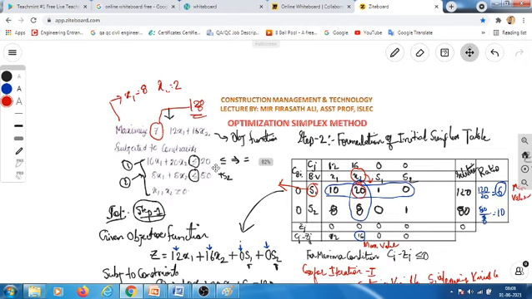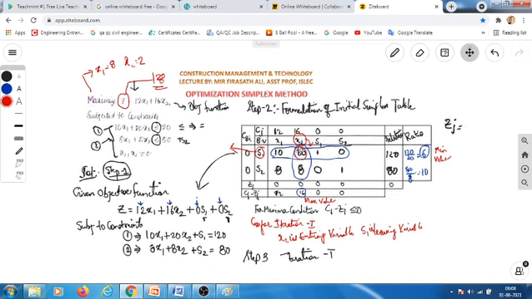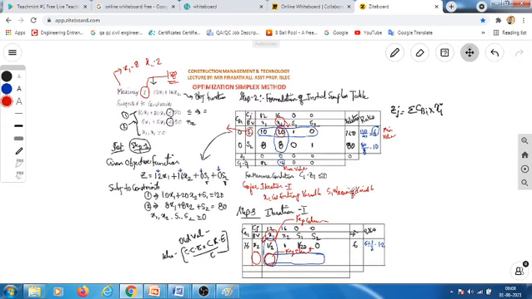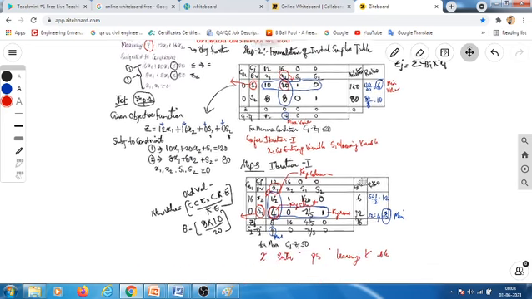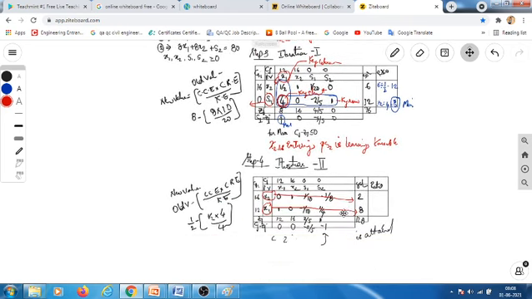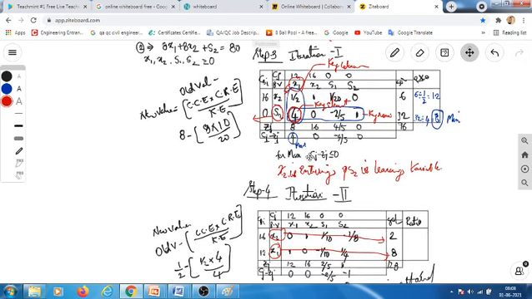So this is all about optimization by simplex method. Unless we get the value of Cj minus Zj less than or equal to 0, we need to keep on doing the iteration. I hope you have understood this. Thank you.